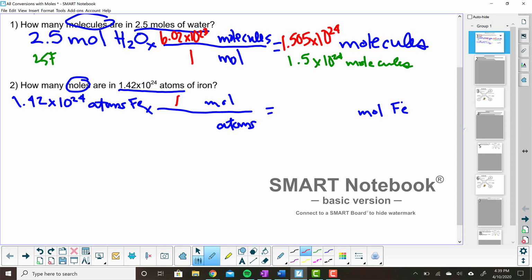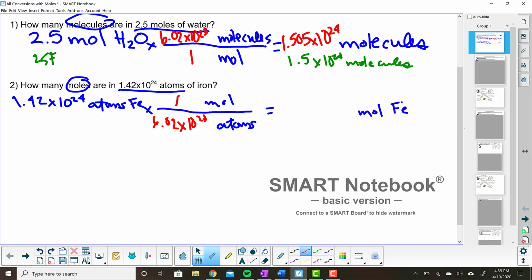For every 1 mole, there are 6.02 times 10 to the 23rd atoms. So that number, Avogadro's number, can be on the top of the conversion factor or on the bottom. It really depends on where the units are. But Avogadro's number, 6.02 times 10 to the 23rd, needs to stay with the atoms, the molecules, the formula units, whatever you have. And now we solve.